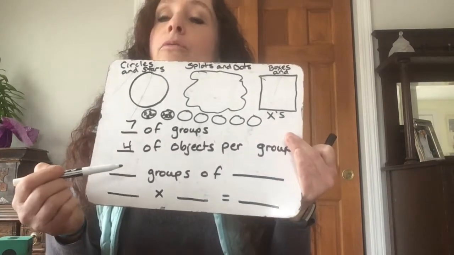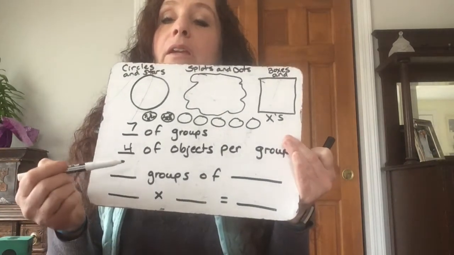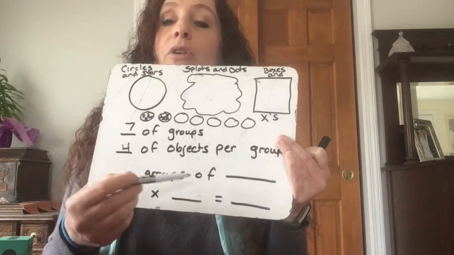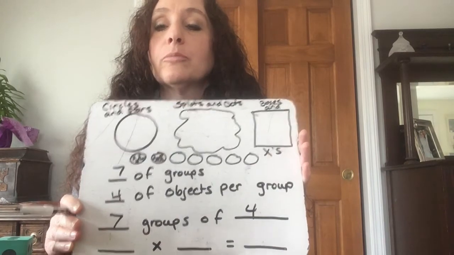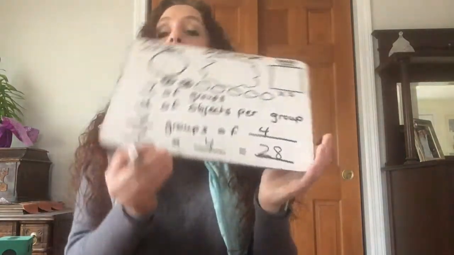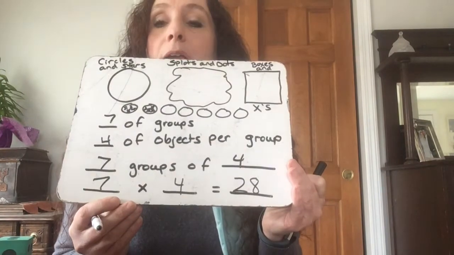Then you would write down what that would be in words. It would be 7 groups of 4. Whoops, dropped my marker. Which would then turn into your equation that would match your picture drawing. 7 times 4, which means 7 groups of 4. And then if you counted them all up, or you skip counted by 4s, 4, 8, 12, 16, 20, 24, 28, you would find out that 7 times 4 is 28.